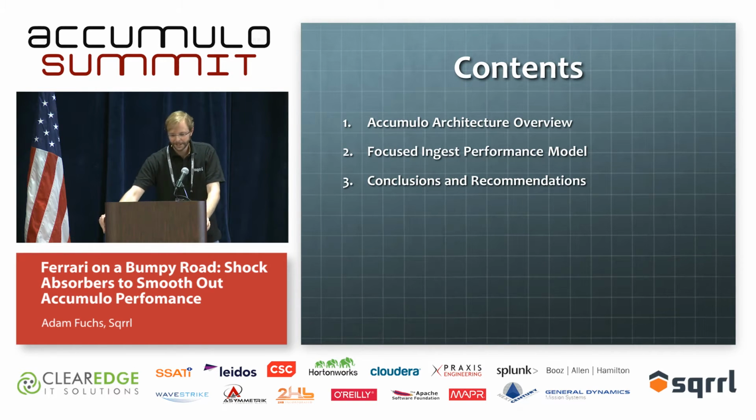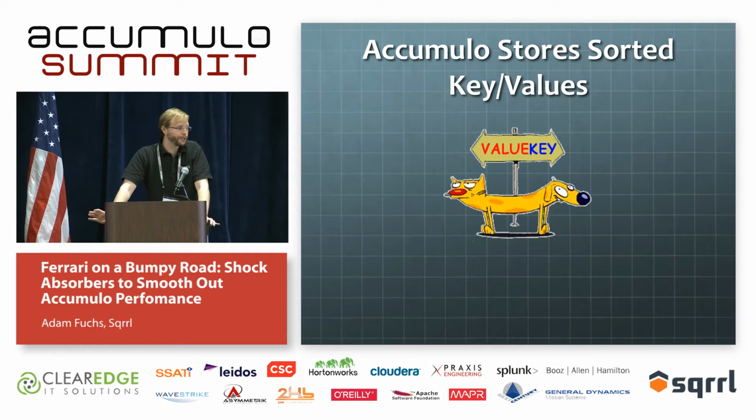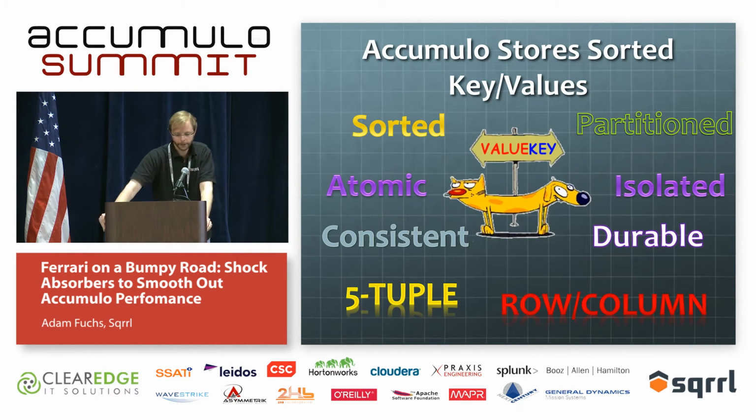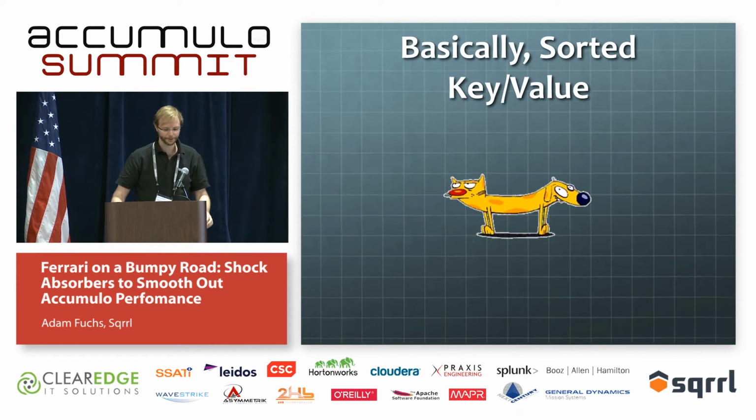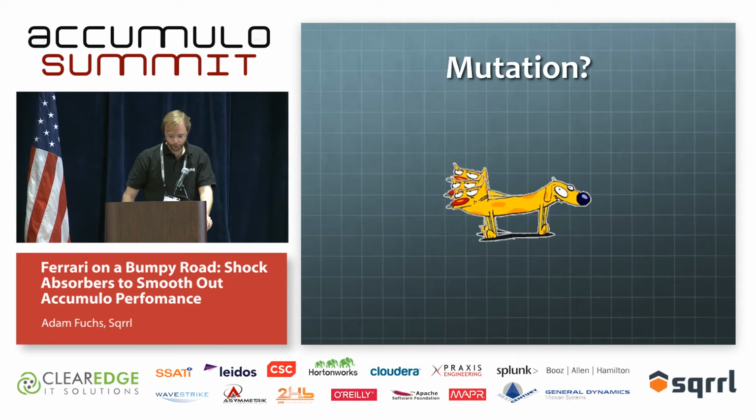It'll be great. All right, so Accumulo, what does it do? Accumulo stores sorted key value pairs. They're also partitioned and atomic. There's a bunch of details, but we don't really need to focus on that. We're storing sorted key value pairs, key on one side, value on the other. Sometimes we group these together and we get mutations, so there's multiple values associated with the same row key.